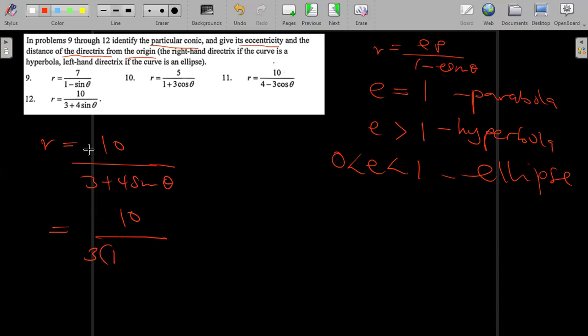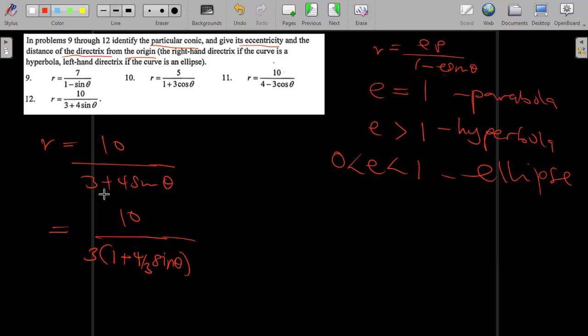Oh, I'm doing question 12. Yeah, I'm doing question 12, so question 12, not 11. I remember saying 11. So yeah, you factor out that 3 there. Then here you're going to have a plus. Then you just say this here, that would be 4 over 3. You get a 4 over 3, then you have sine theta.